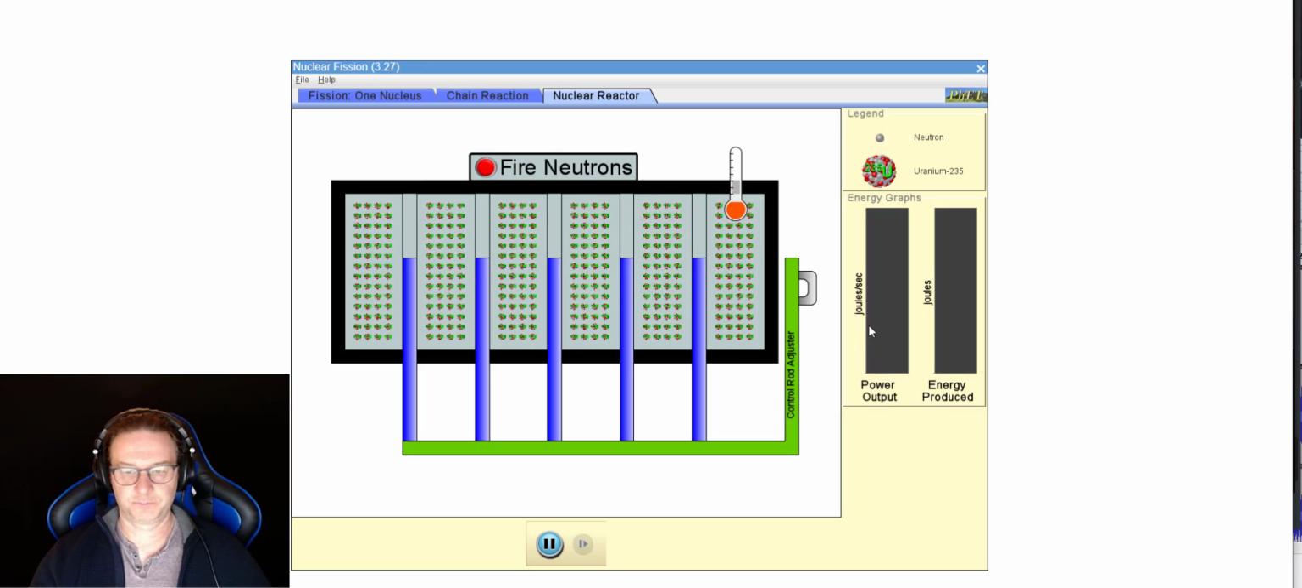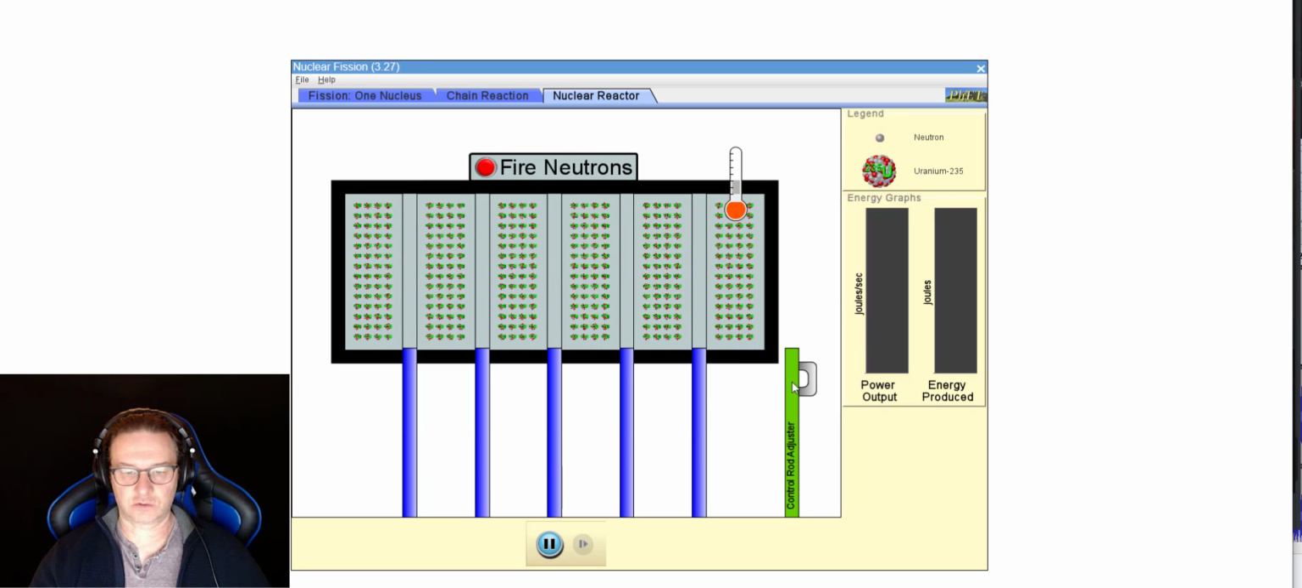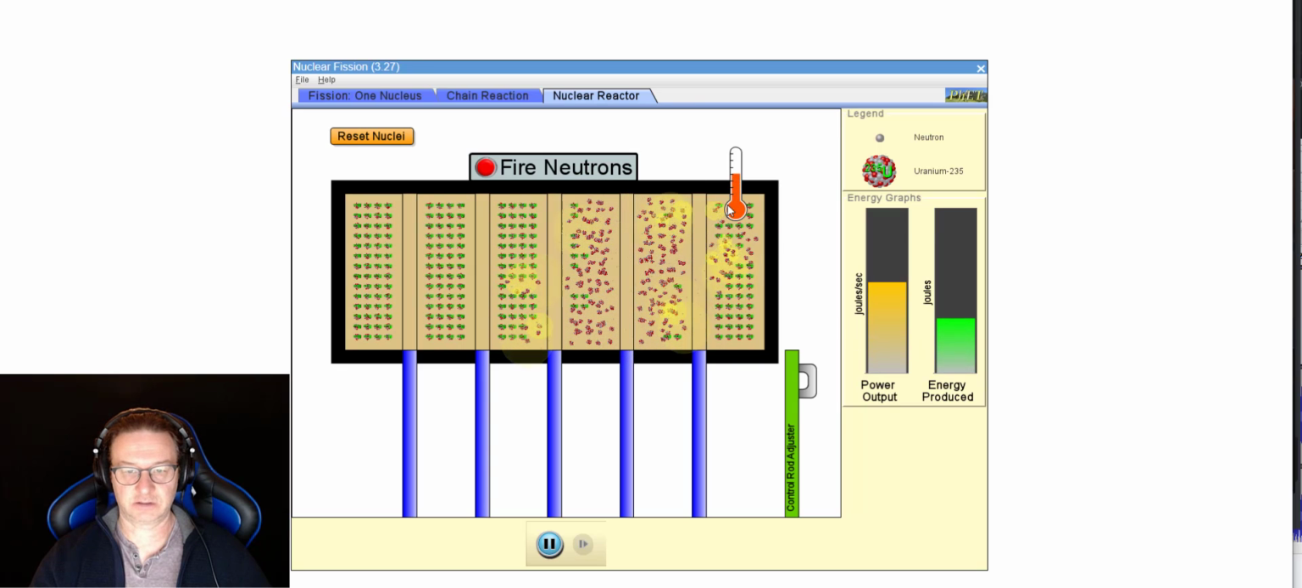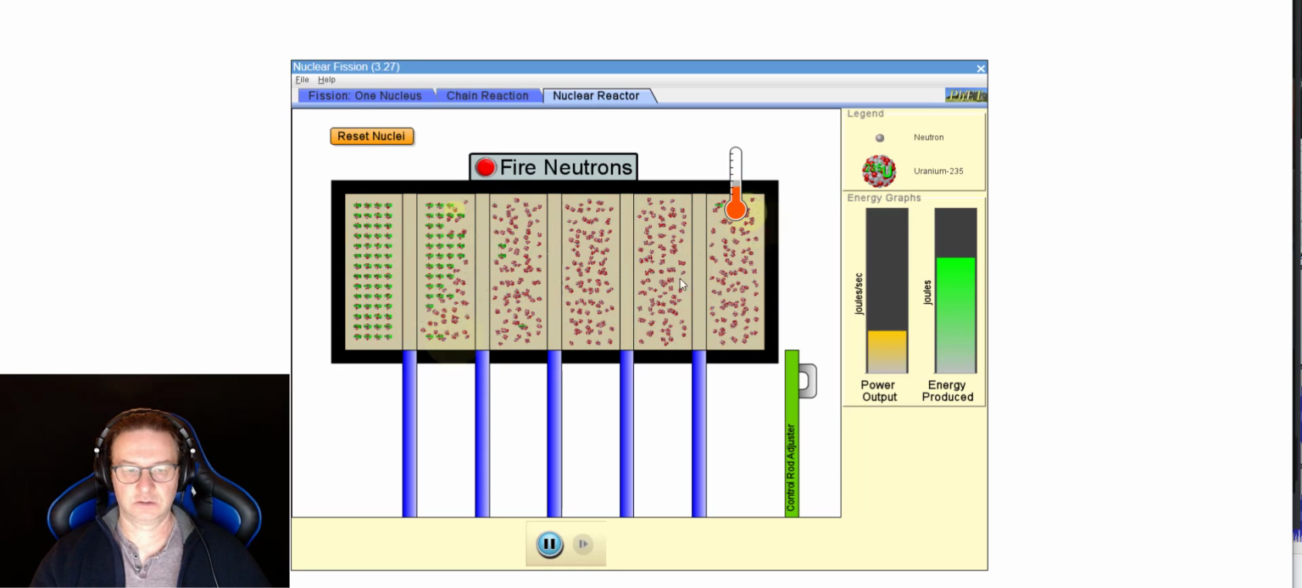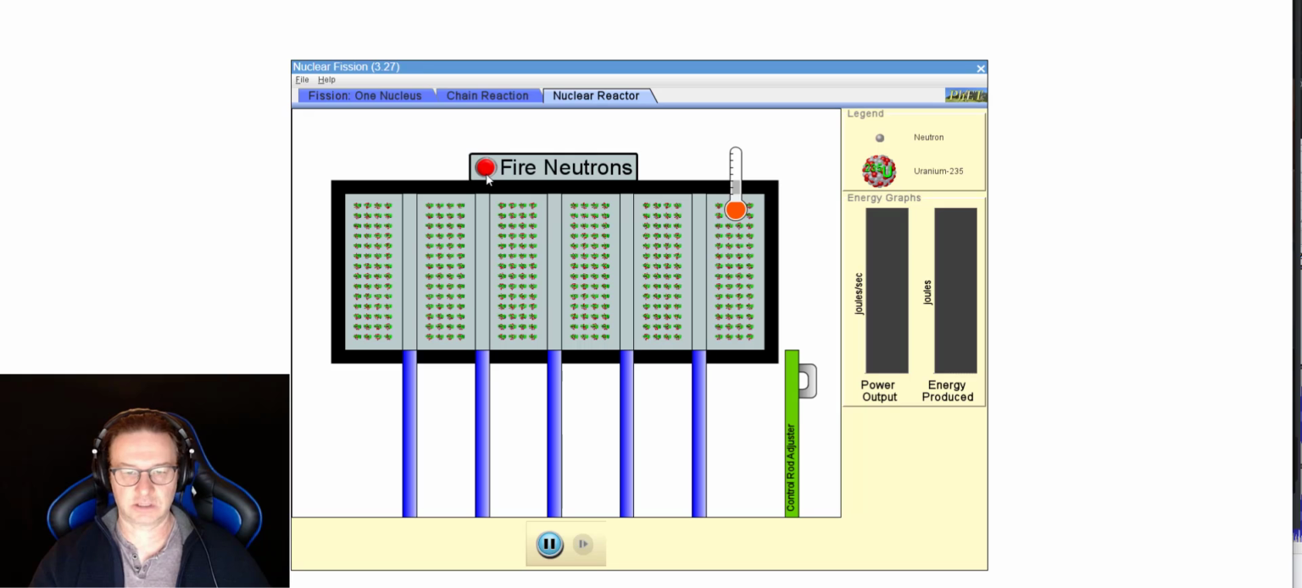So let's reset. What happens if we take the control rods completely out? We're producing a lot of energy, but we're also generating a lot of heat. We're using up all of this material. And you can see that we are producing energy, but we also did produce a lot of heat. It's going down now because the reaction is dying out. But let's reset and try again.